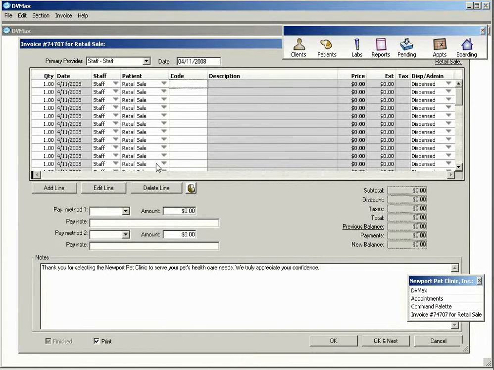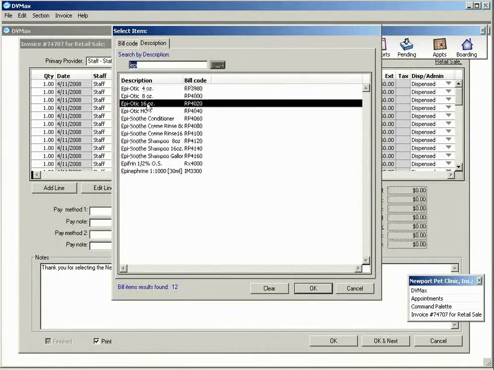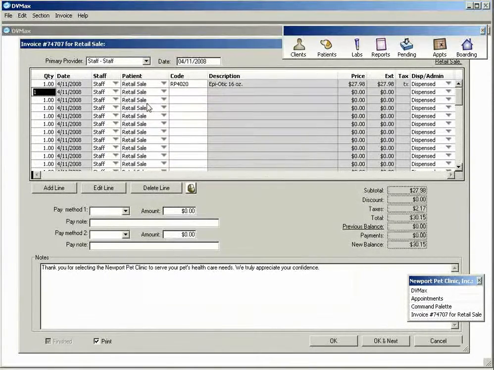Let's suppose we want to sell this individual something that is indeed a retail product, like an ear cleaner, for instance, Epiotic. If we wish to sell a 16-ounce Epiotic, as with all invoices, we can either enter in the code of this item or the name, as we did here. After selecting the retail product, notice that it came up with the price, as well as the fact that it's taxable. It gives us the subtotal, as well as the taxable amount, as well as the total amount.